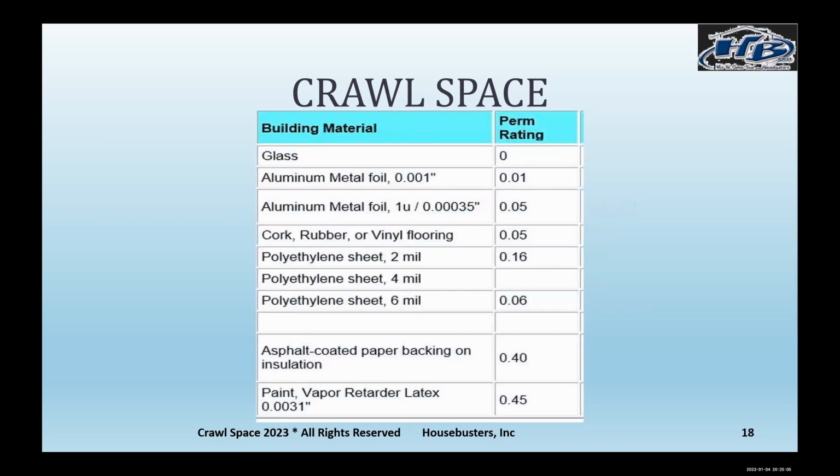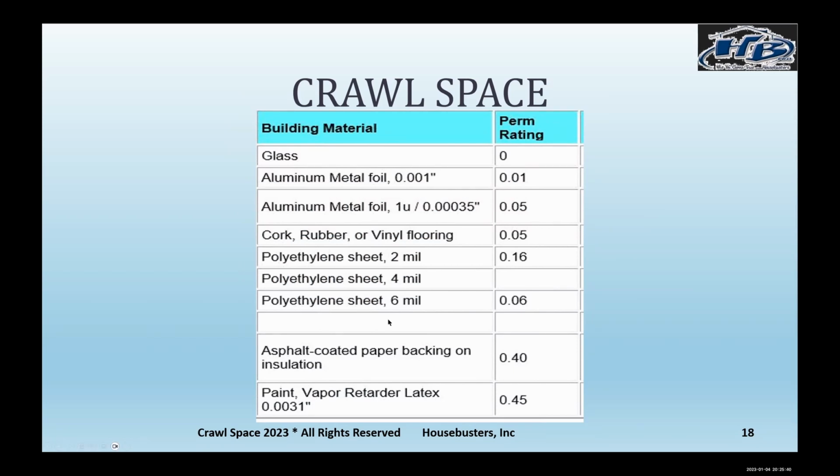Now, what's a Class I vapor retarder? Well, let's look at the chart. As you can see, 2 mil or 4 mil poly is a 0.16, so that means we need a 6 mil or greater. To give you a better understanding, the white plastic that you see in the crawl spaces that you've walked into that are encapsulated by foundation companies has a 15 to 20 mil rating. So it's nearly an impermeable surface. That's why it's so heavy.